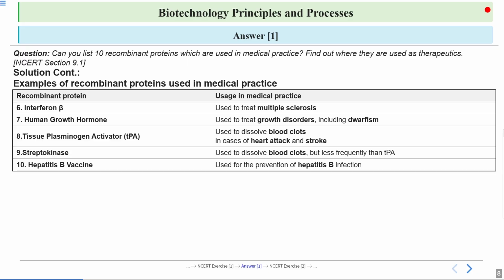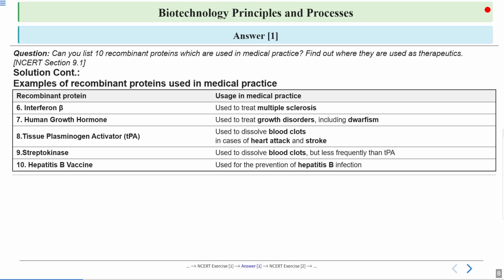You must have seen that there are some people who do not have enough human growth hormone and they have stunted growth. They are not full grown or of normal height, so they show the phenomenon of dwarfism. By taking this human growth hormone externally, which has been developed as a recombinant protein, they can get rid of that disorder, or treat a growth disorder like dwarfism.